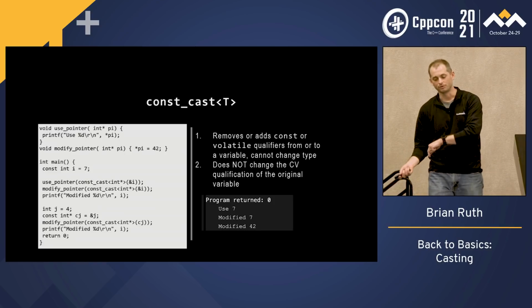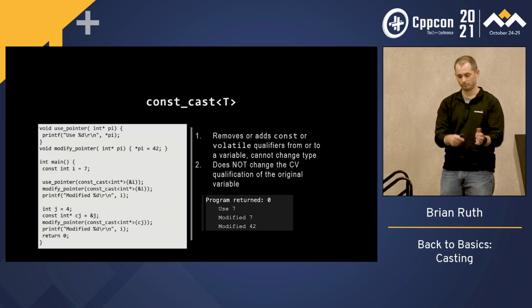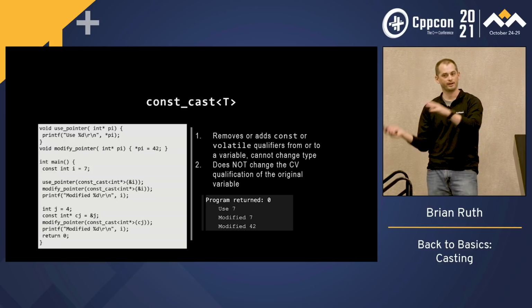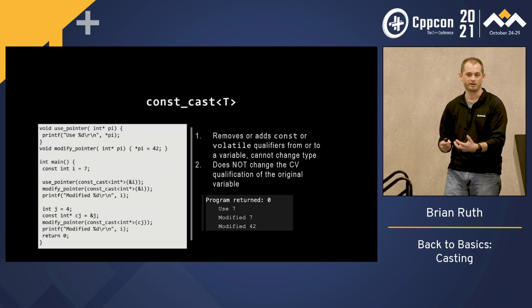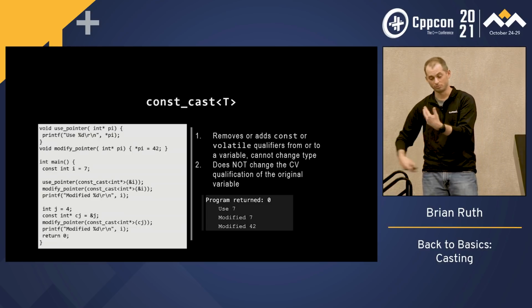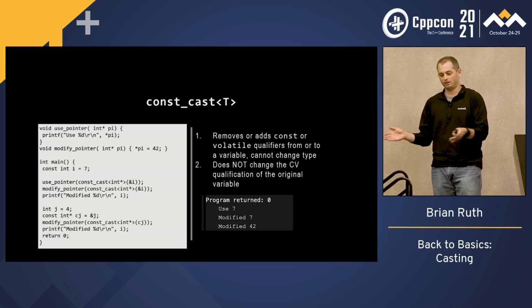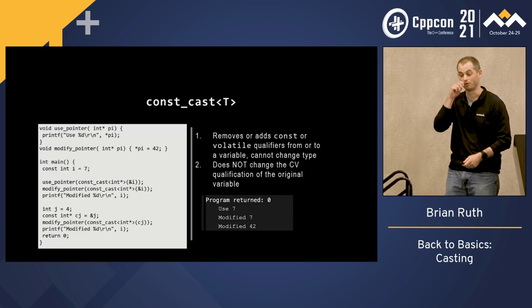But it can go the other way too. So here we've got a modifiable int j, and we're going to set it to a const int pointer. And we're going to pass it to the modify function, and we're going to cast away the const. But because the underlying variable j was modifiable, it's going to modify it and work as expected. So the key with const cast is, remember, it may make the compiler be quiet, but it's not going to actually do what you want it to do in most cases.